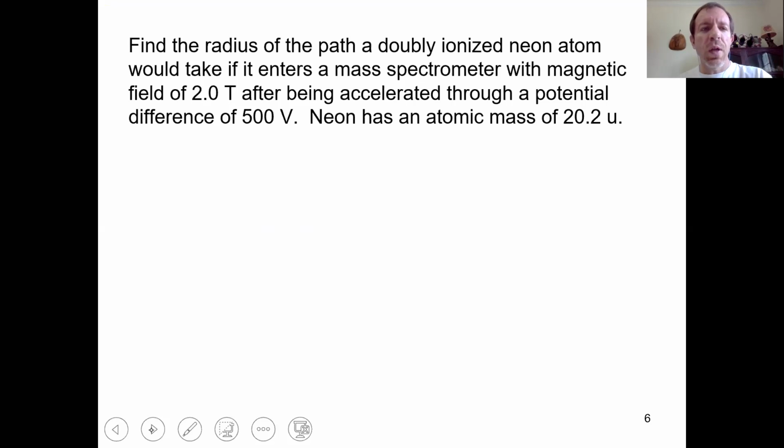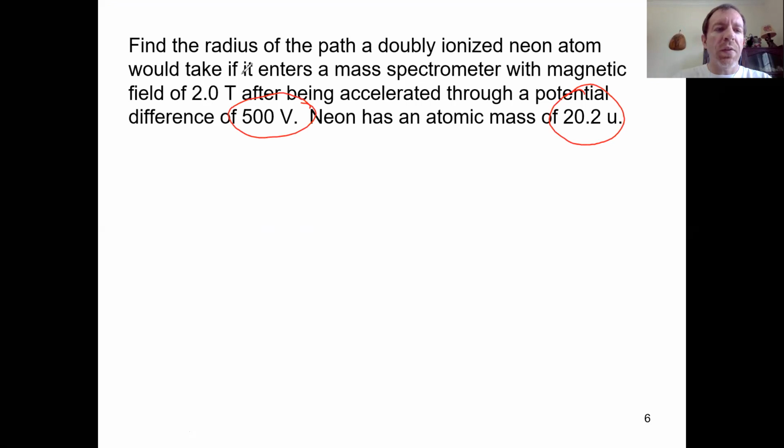In this one, we've got neon in a mass spec. Neon has an atomic mass of 20.2 U, that's 20.2 atomic mass units. So we've got the mass. We've got the potential difference that this neon is accelerated through. We've got the size of the magnetic field. And one other thing that we have here that's a little bit hidden is the actual charge of the particle. It says that this thing is doubly ionized.